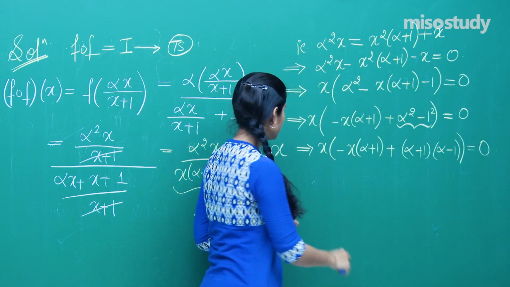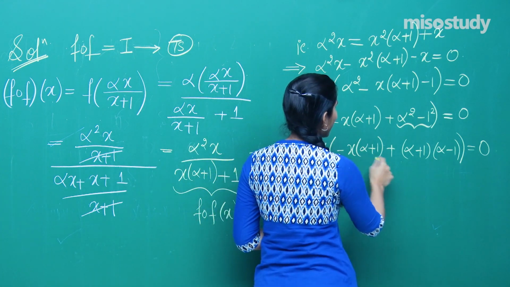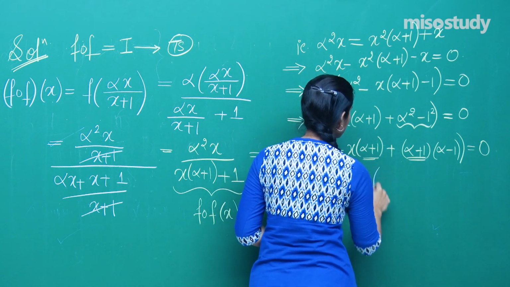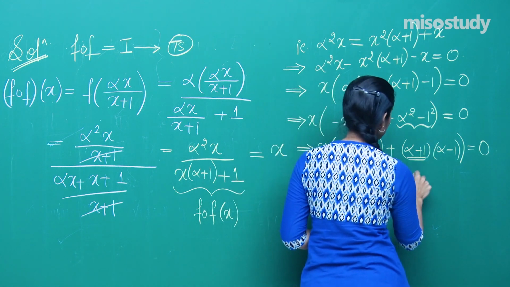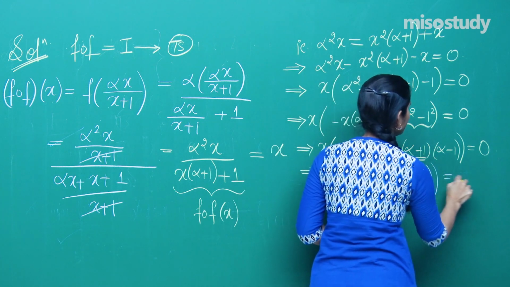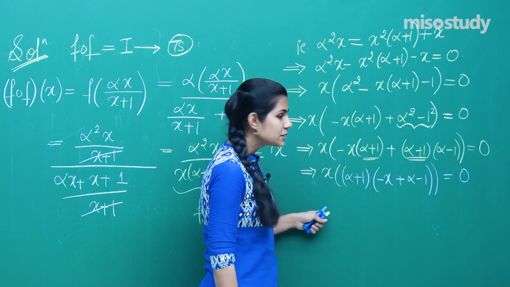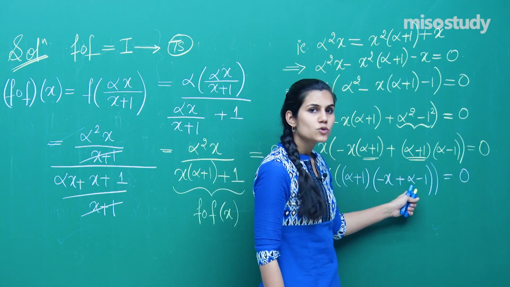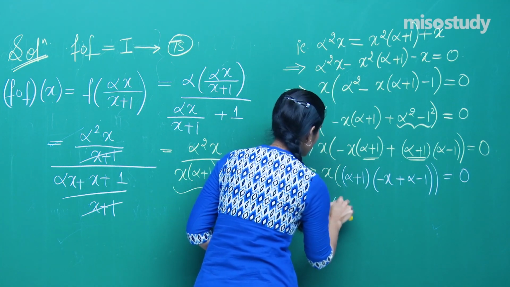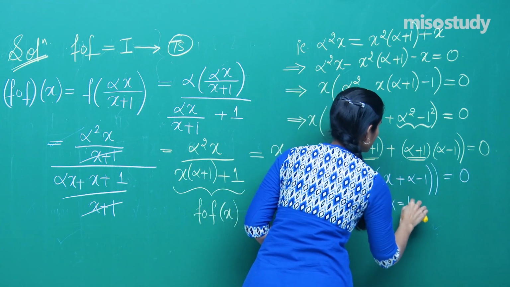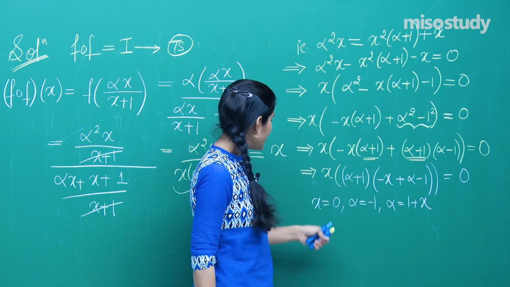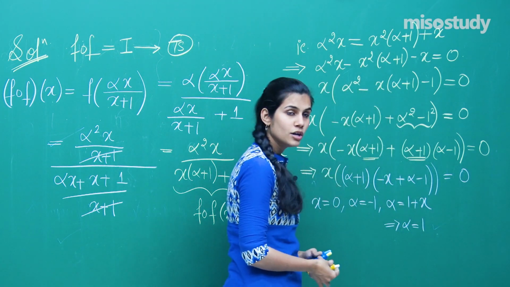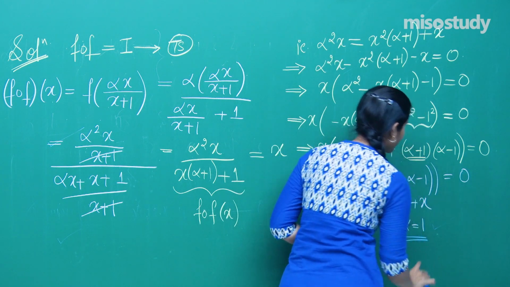This is what you get, which further implies you get alpha plus 1 is common. Just look at both these expressions, you get alpha plus 1, take it out common, inside you get minus x plus alpha minus 1 equals 0. This means what? Well, this means x is 0, alpha is minus 1 and alpha is 1 plus x. Just equate each term to 0. If x is 0, this means alpha is 1 plus 0, which is 1. So from here you're getting alpha is minus 1 and alpha is 1.